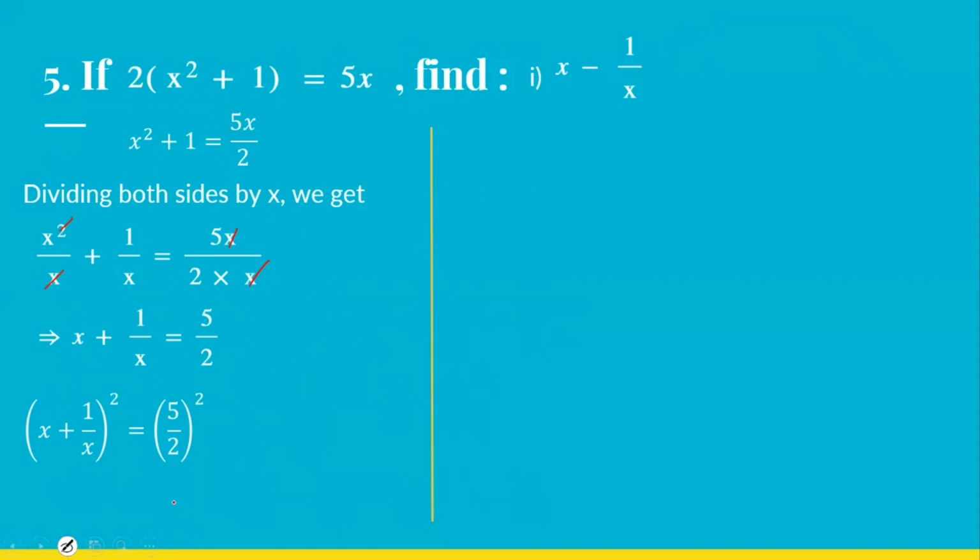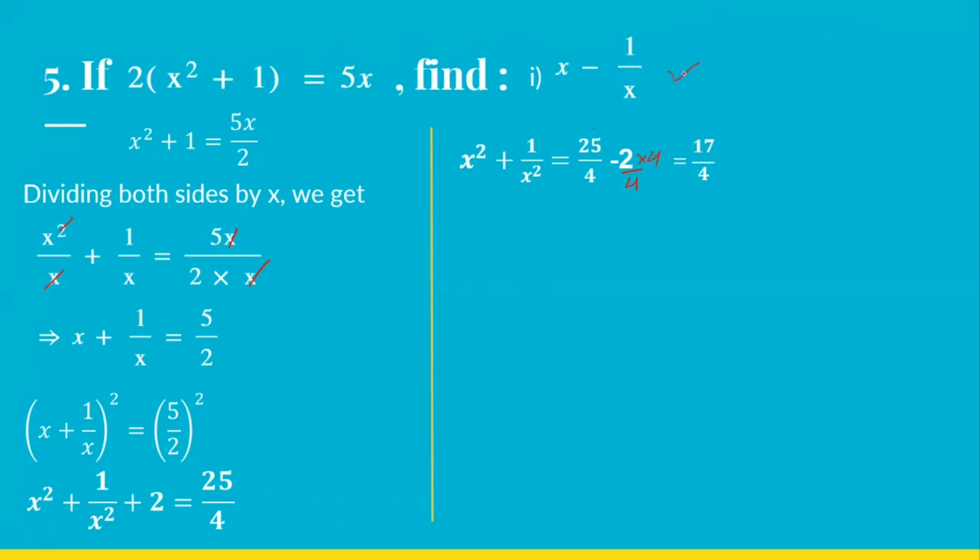So (x + 1/x) the whole square is x² + 1/x² + 2, which is equal to the square of 5/2, that is 25/4. So this 2 moves here, you have to subtract. So 25/4 minus 2. The LCM here is going to be 4. So taking the LCM, if I want 4 here, I'll have to multiply by 4 over here. So 2 fours are 8, and 25 minus 8, we get 17/4. So we got the value of x² + 1/x² as 17/4.